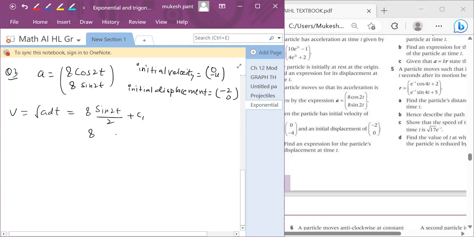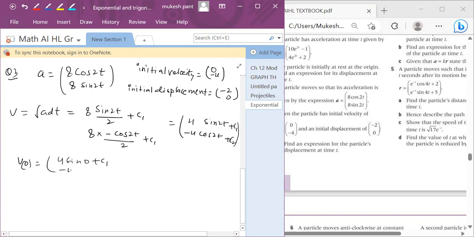Here 8 sine means minus cos, so minus cos 2t over 2 plus c2. If you simplify, you will get 4 sine 2t and minus 4 cos 2t plus c1 and c2. Okay, c1 and c2 are constants. Right now, we know v0 is the initial velocity. So v0 means 4 sine 0 plus c1, minus 4 cos 0 plus c2, and the initial velocity is 0, minus 4.